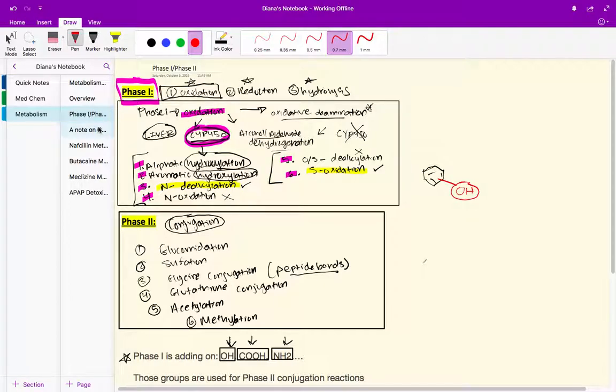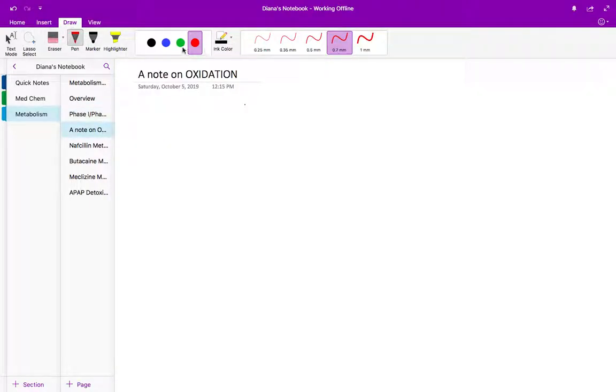Since we're talking about oxidation in all of these reactions here, the CYP450 mediated reactions, we have these 6. These are all under the umbrella of oxidation. So I wanted to make sure we are all on the same page on what oxidation is. Oxidation is either an increase in the number of oxygens, so like a gain of oxygen, or it's a loss of hydrogen.